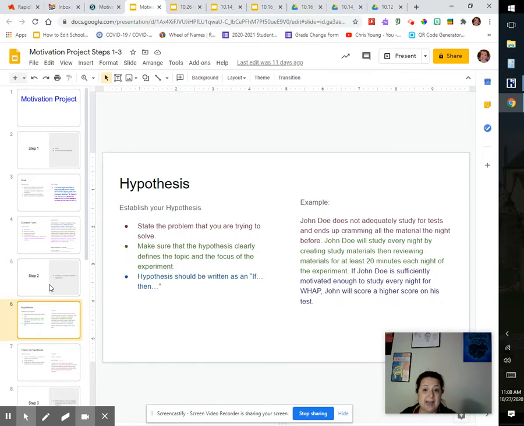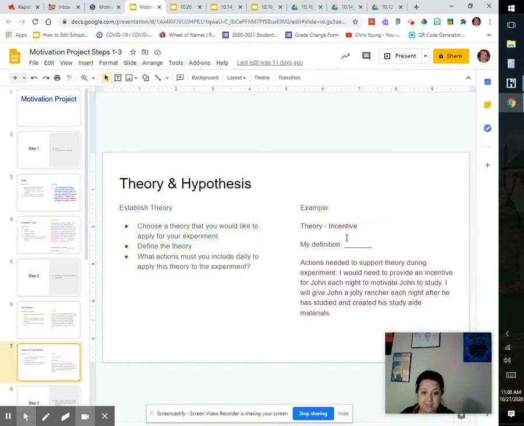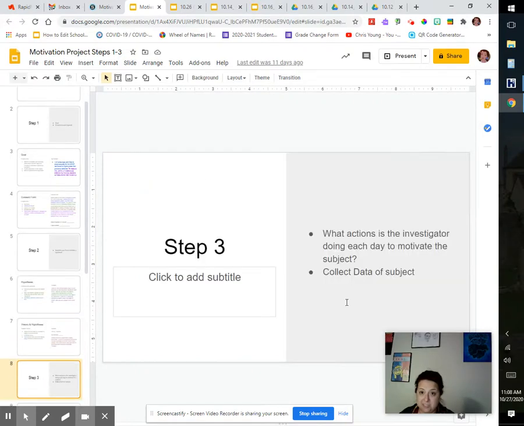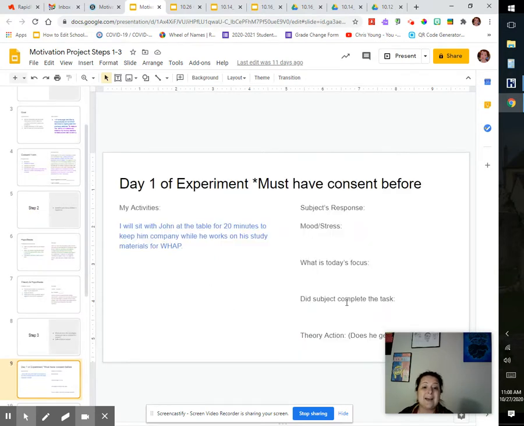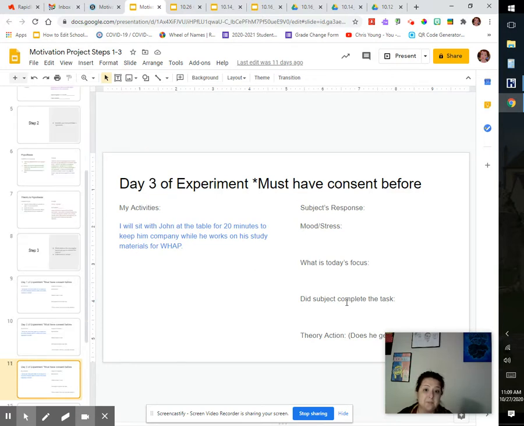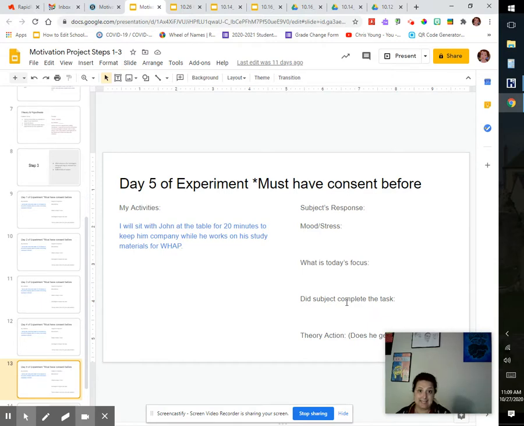Then you should have your hypothesis. You delete my stuff and write your hypothesis. Again, your theory, you're going to delete my stuff and plug in your stuff. And then you should have been keeping up with this whole time. So you should have day 1 experiment, day 2 experiment, day 3, 4, and 5 experiments, okay? All of this should already be done so that you could turn this in.